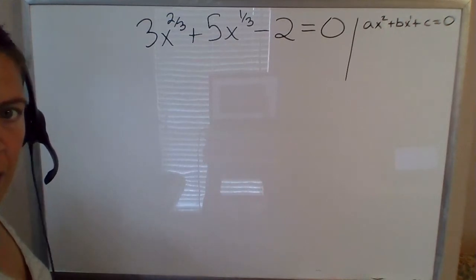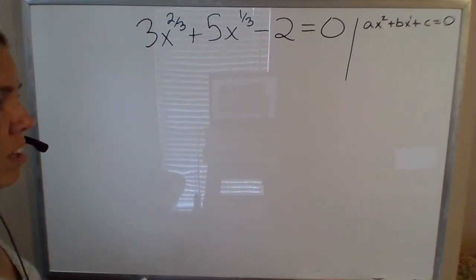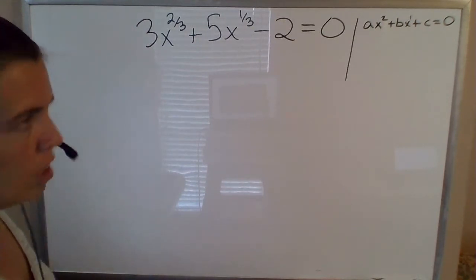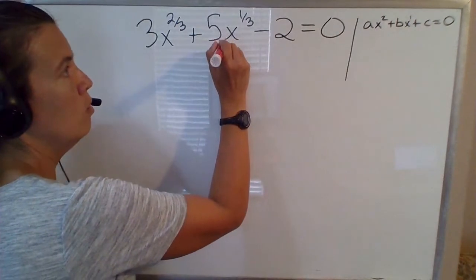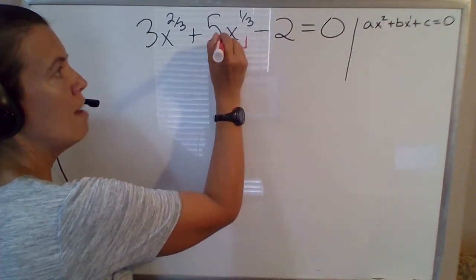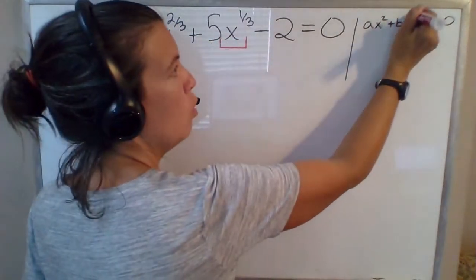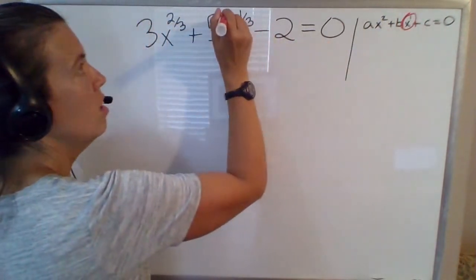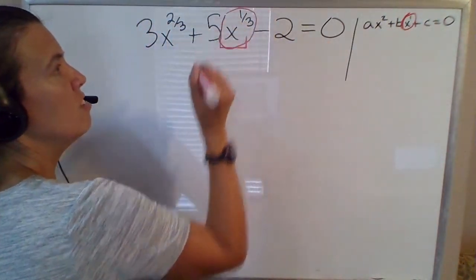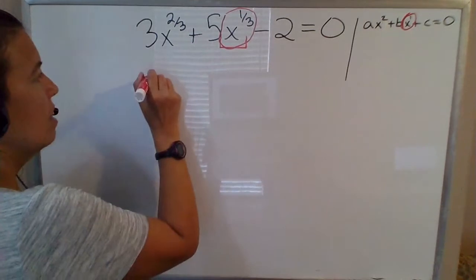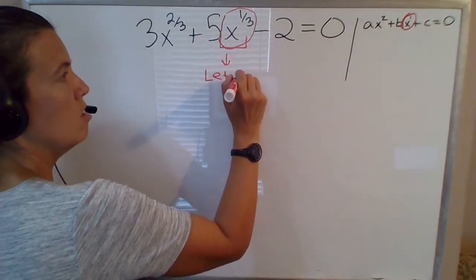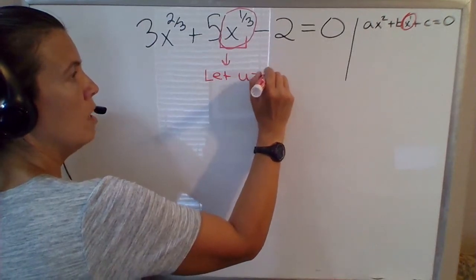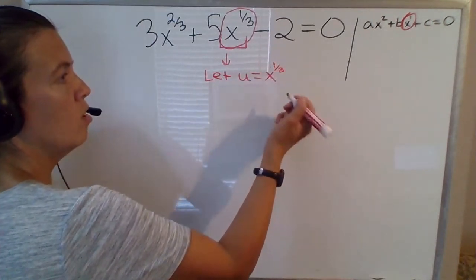Now the method that I'm presenting for solving these quadratic in form equations is using a u substitution, where we let u equal this expression here that we have in place of x to the first. So where we normally have x to the first in the middle, what we have in this equation is x to the 1/3. And that's where you're going to get your u substitution. So the plan is to let u equal x to the 1/3.